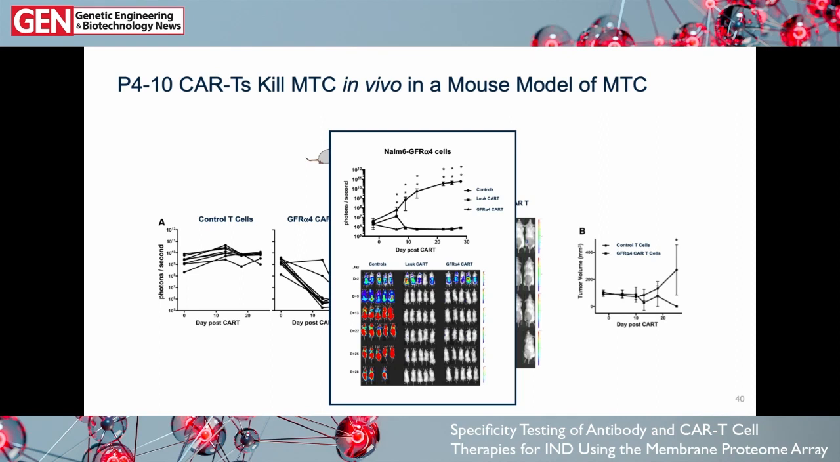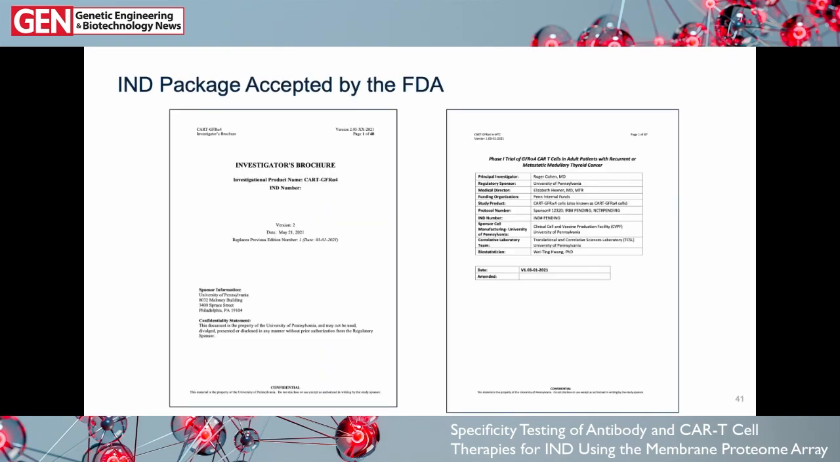Here, mice were infused with CD19 positive, GFR alpha 4 positive NALM6 cells, and it was shown that tumor cells would be eliminated with P410 CAR T cells just as well as with conventional CD19-directed CAR T cells. The data presented here, along with data from additional experiments, were submitted as an IND application to the FDA in April of 2021, and IND allowance was granted about a month later.